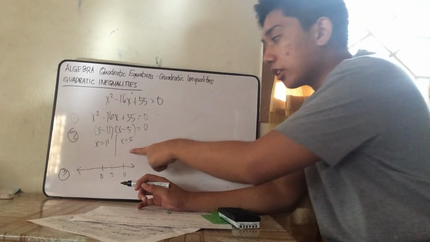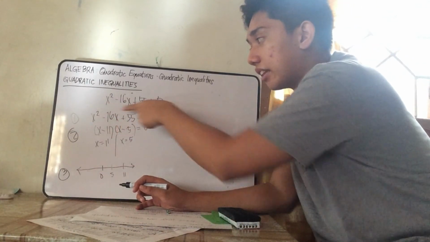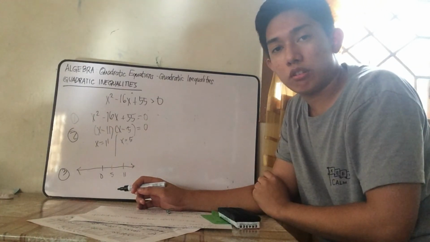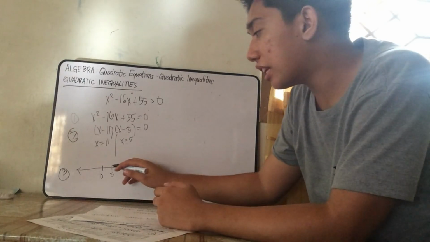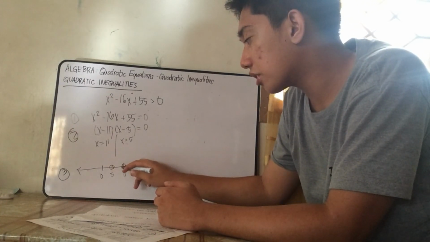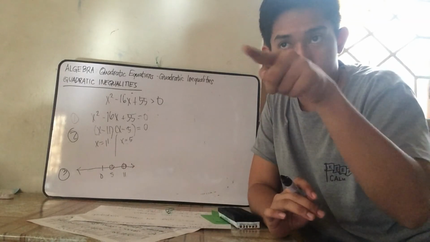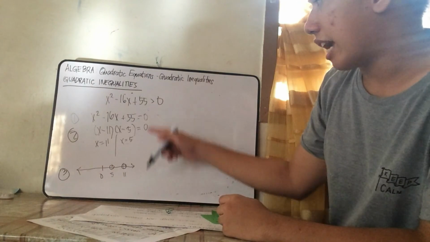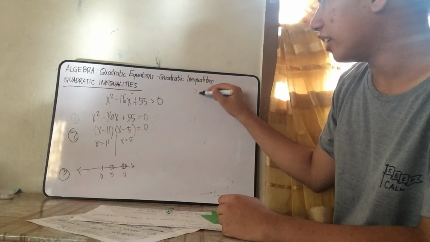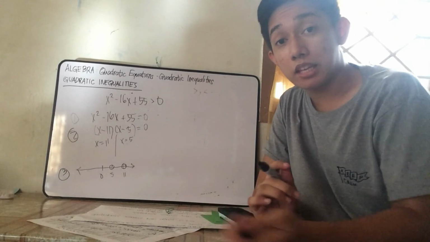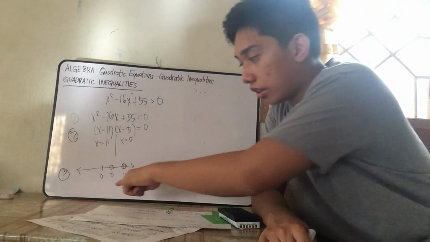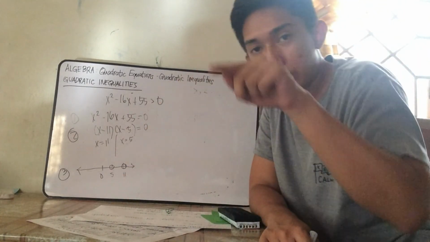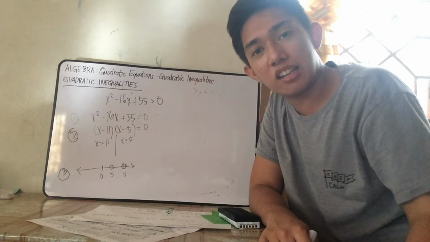Notice that if you substitute 5 and 11 in this case, you will get 0 is greater than 0, which is false. So it means we will not include these numbers and we will put just circles lang kasi hindi sila kasali sa solution. So ito yung implication yan. When we use greater than or less than, you will not include the boundaries as your solution. Instead, you will just use a circle to denote the boundary lang sila.